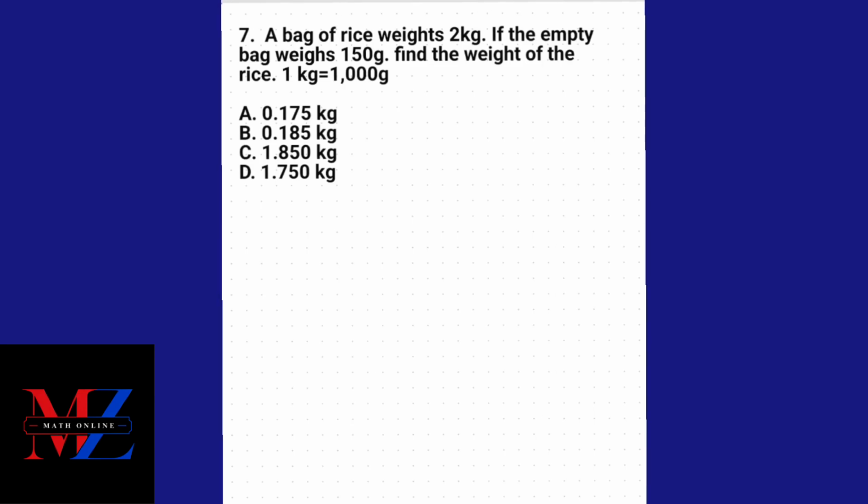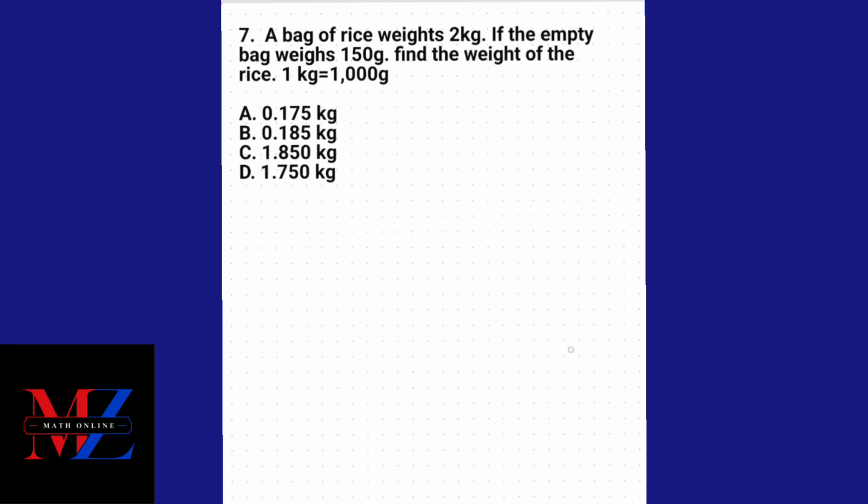We are going to answer question 7. So let's have a look at the question. A bag of rice weighs 2 kilograms. If the empty bag weighs 150 grams, find the weight of the rice. If 1 kilogram equals 1000 grams. Now there are two things I want you to be aware of as we answer this particular question.